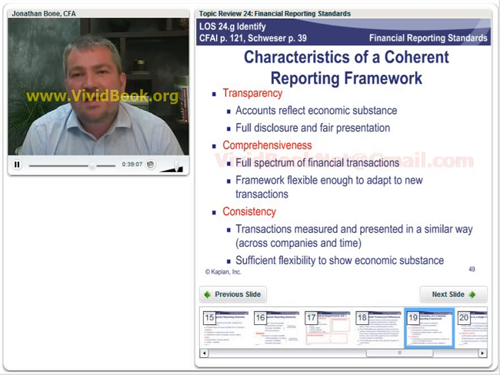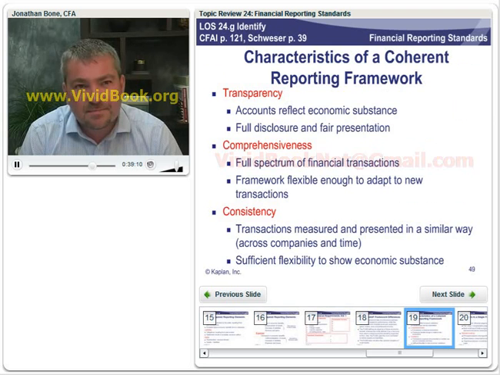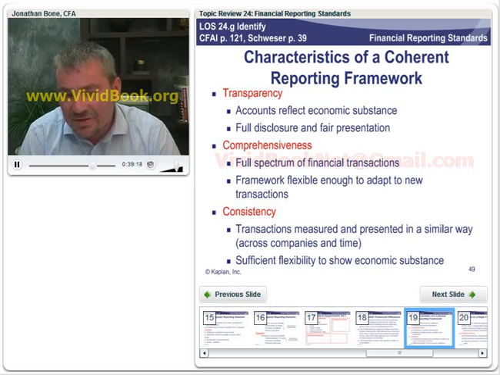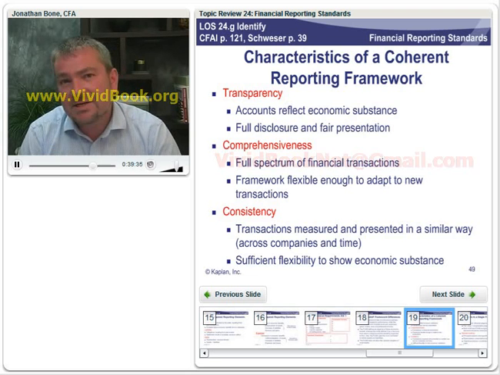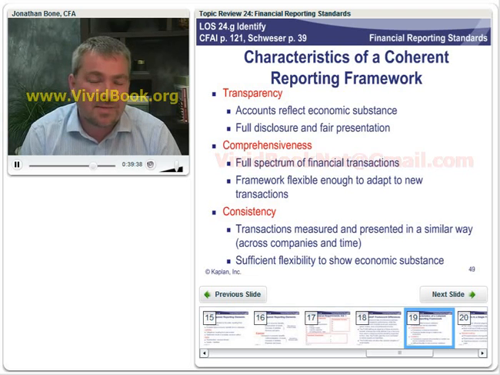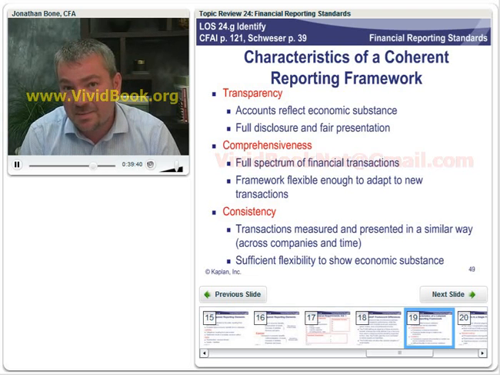Transparency. The accounts reflect economic substance. Okay, remember what we mean by economic substance. It means that the accounts reflect the actual true nature of the transaction, its economic substance, rather than purely its legal form. There should be full disclosure and fair presentation. So full disclosure, all the information that a user of the accounts needs to make an informed decision needs to be disclosed in the accounts. And fair presentation, it should be understandable and it should be, of course, consistent with treatment in prior periods.